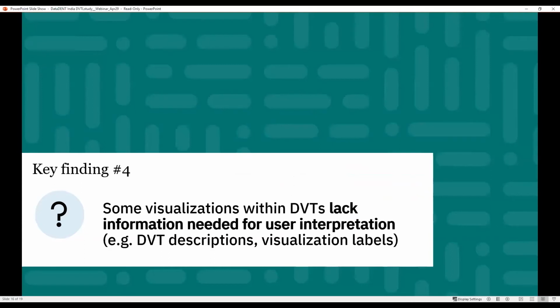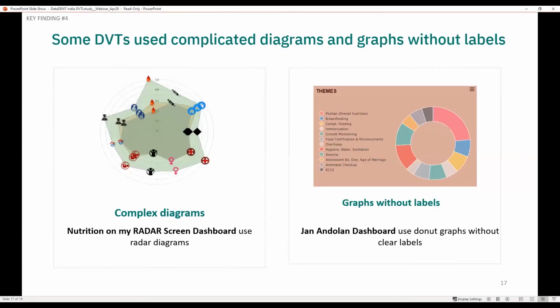A fourth finding is that some visualizations within DVTs lack information needed for user interpretation, such as DVT descriptions, visualization labels, or indicator definitions. A few examples: some DVTs used complicated diagrams and graphs. On the left, you can see the Complex Nutrition on My Radar screen. It uses a complex radar diagram, but during the interview we found that they believed it to be helpful for policy stakeholders because it consolidated data onto one page, showing linkages, priorities, and gaps. However, there was no user research conducted with this DVT to verify the ease of radar diagram interpretation.